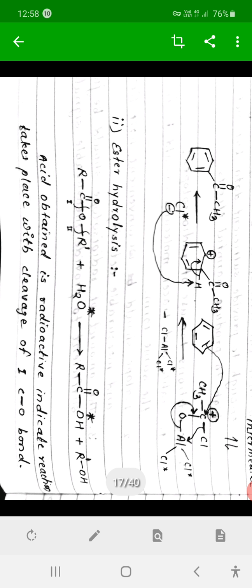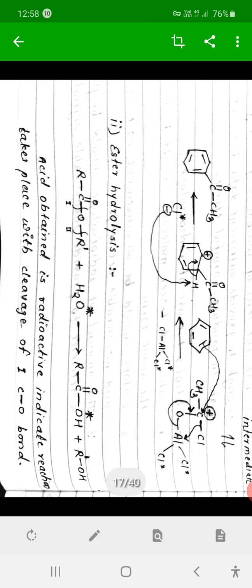That means OH from water and R dash come together. That means the reaction takes place by second bond cleavage. Here in the shown example, the acid obtained is radioactive, therefore the reaction proceeds through first bond cleavage, that is acyl oxygen bond cleavage. In this way, we write the mechanism of the reaction using radioisotope as a tracer. Then the next application is the photosynthesis reaction.